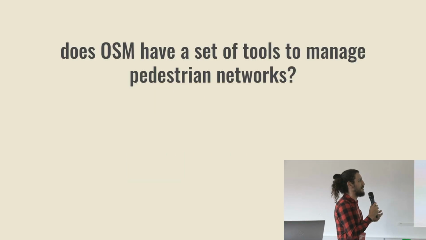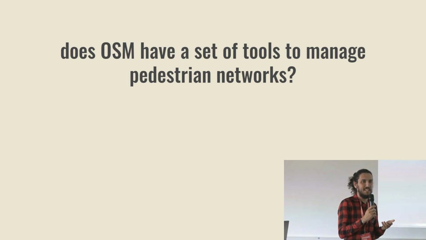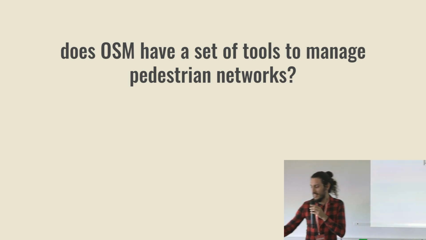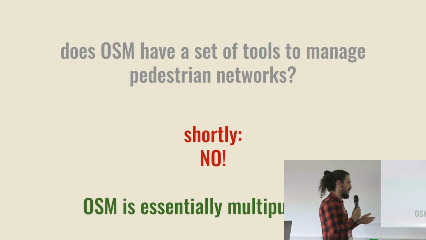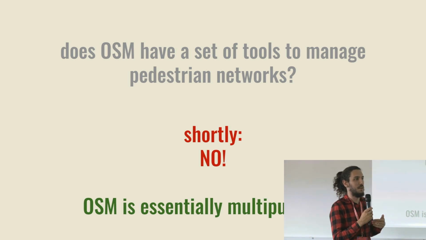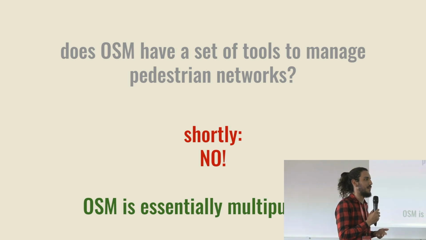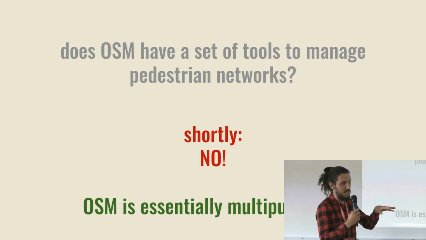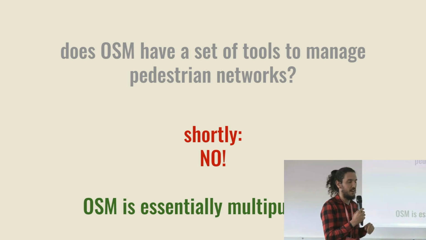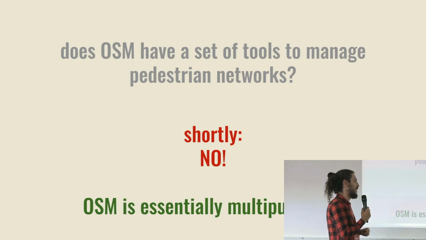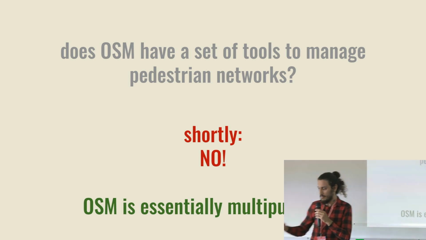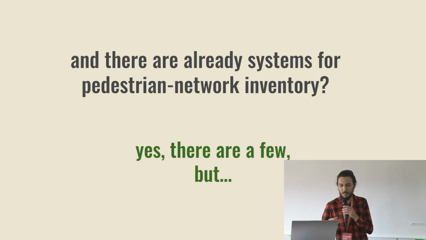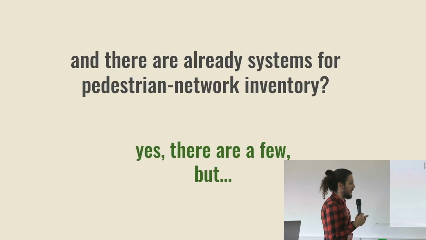OpenStreetMap has a set of tools to manage pedestrian networks, because one thing is to map them. OpenStreetMap is multi-purpose. You can map buildings, you can map manholes, you can map trees, and these are also in the context of urban mobility and urban scenarios.